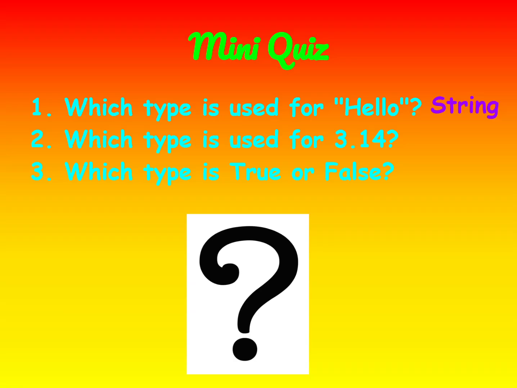Now, next. Which type is used for 3.14? It's something similar to the other one. You use it for calculating cakes.